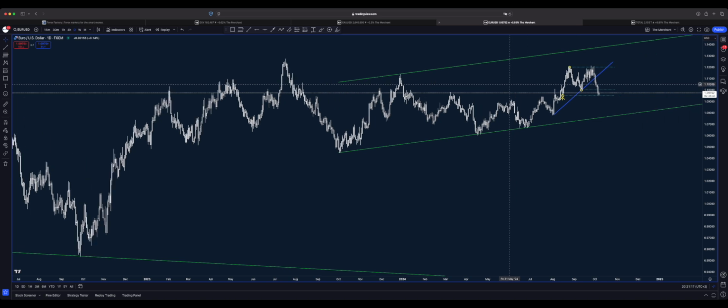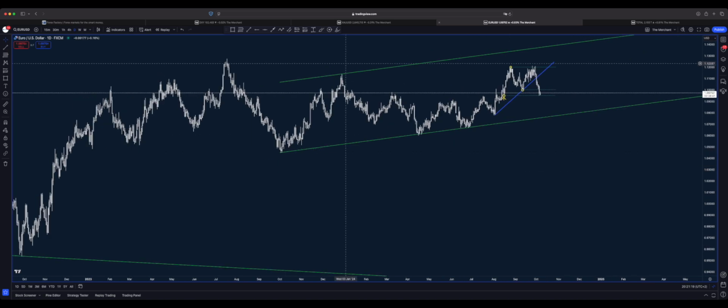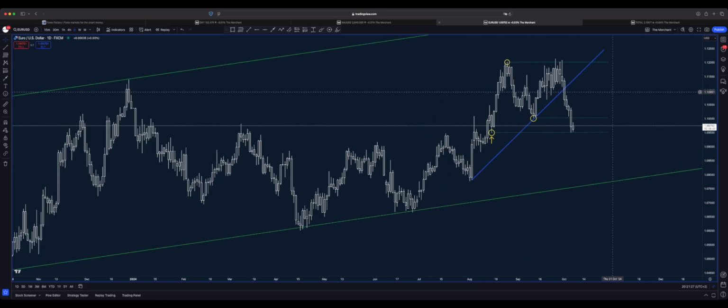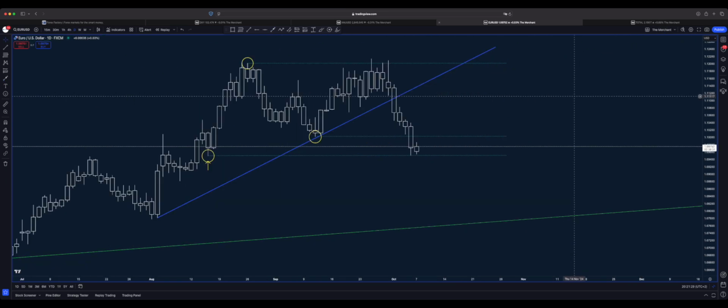If we look at the bigger picture, we are in an uptrend, as you can see. Here we have first touch, here first, second, third. What I want to look at is here, guys. And here there is one of the biggest mistakes which a lot of people do in forex trading, and I was doing it also at the beginning of my trading journey.